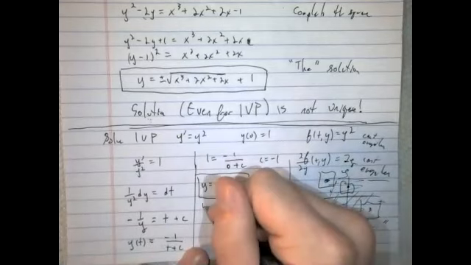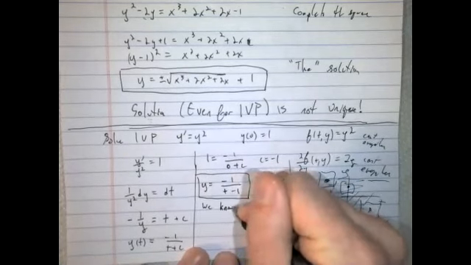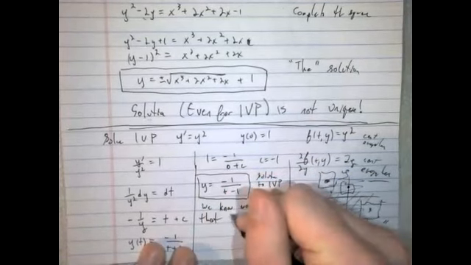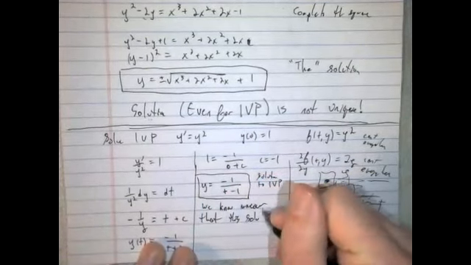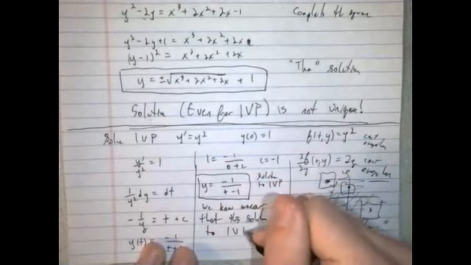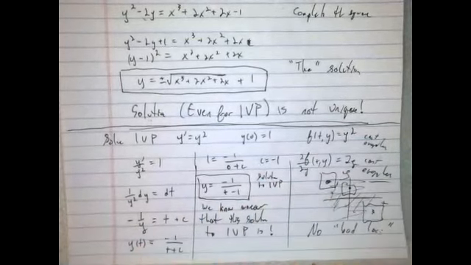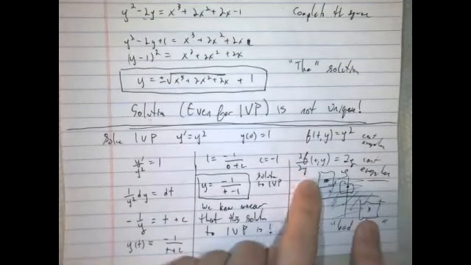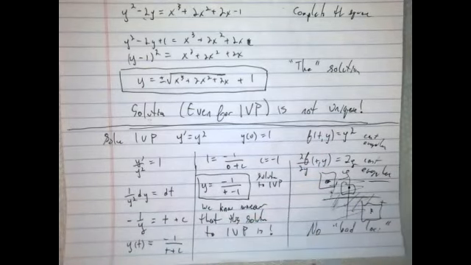So we know, moreover, that this solution to the IVP is unique. Because we're in the case where we have existence and uniqueness because f and partial of f with respect to y are continuous everywhere. So we're good.